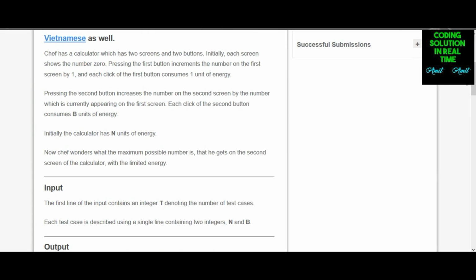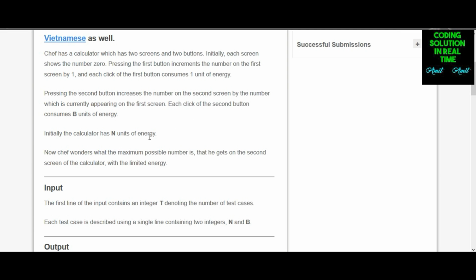So the problem is: Chef has a calculator which has two screens and two buttons. Initially each screen shows the number 0. Pressing the first button increments the number on the first screen by 1, and each click of the first button consumes 1 unit of energy. Pressing the second button increases the number on the second screen by the number which is currently appearing on the first screen. Each click of the second button consumes B units of energy.